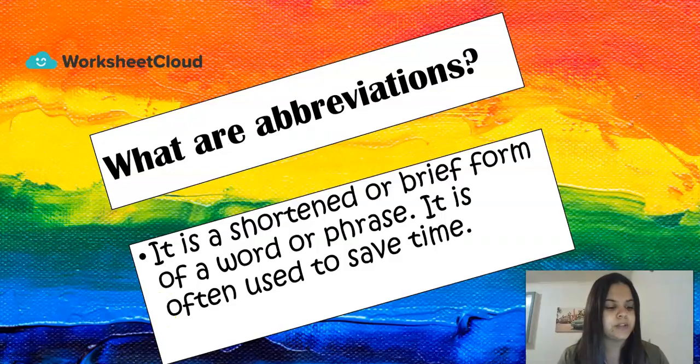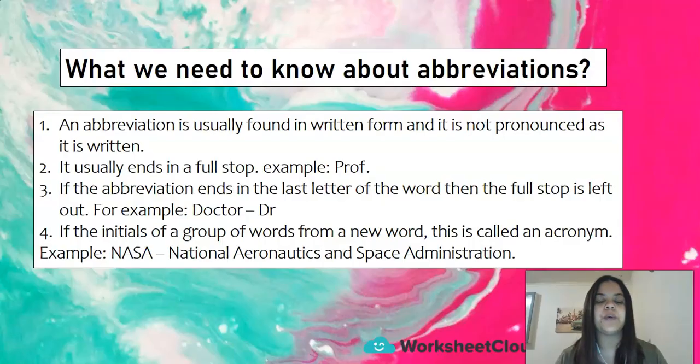So let's get back into the lesson. So what we need to know about abbreviations? Well, firstly, an abbreviation is usually found in written form and is not pronounced as it is written. Like, for example, Mr. You know, the abbreviation Mr., MR. You don't go MR Frank, MRS Frank. You know, it's pronounced the way the bigger word would be. So it would be Mrs. Frank. You wouldn't come and call me MRS Frank.